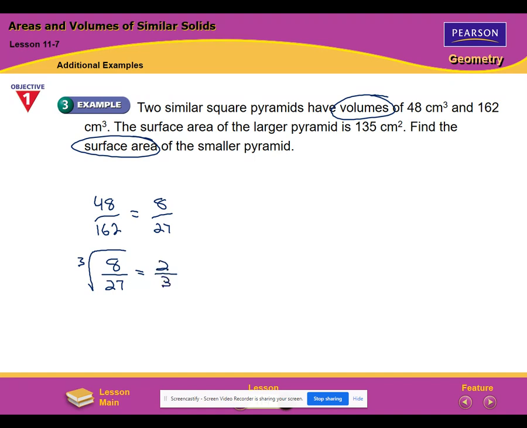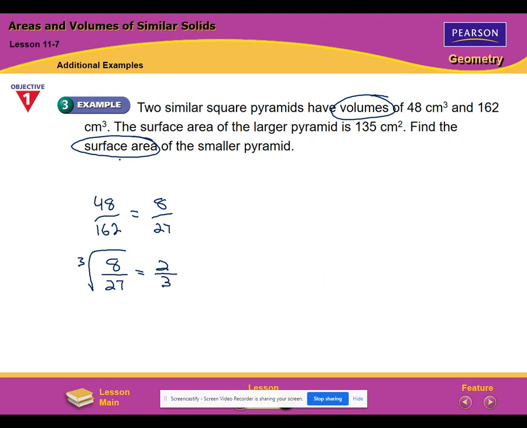Okay, now again, major emphasis on this. 2/3 is the similarity ratio. 2/3 is the similarity ratio, not 8/27. 8/27 describes their volumes. That's a different comparison of numbers. 2/3 describes lengths. This is a similarity ratio. If they asked for the ratio that describes a comparison of two lengths, this would be the answer. But they didn't ask for that.